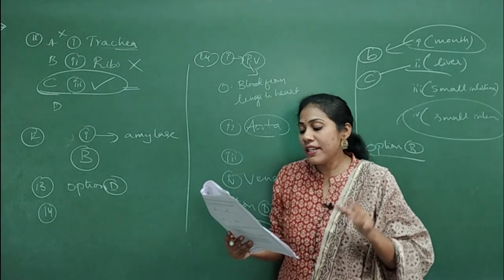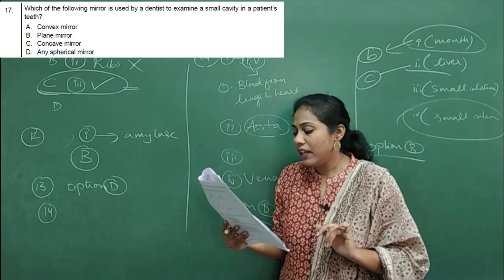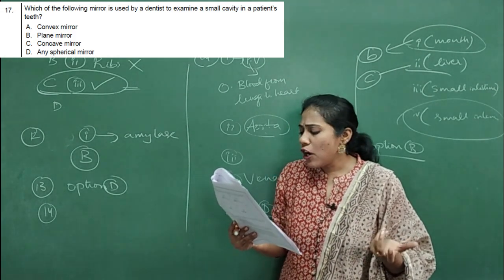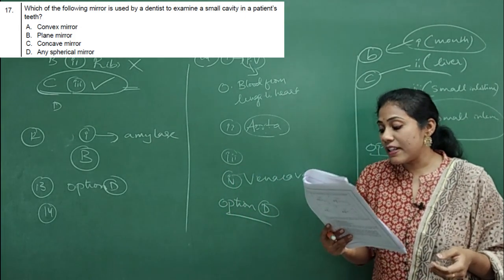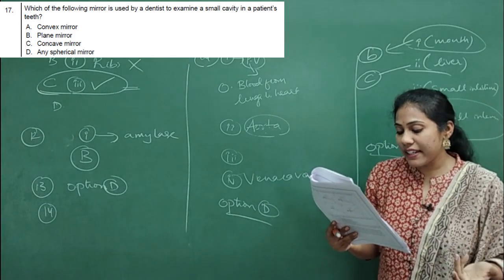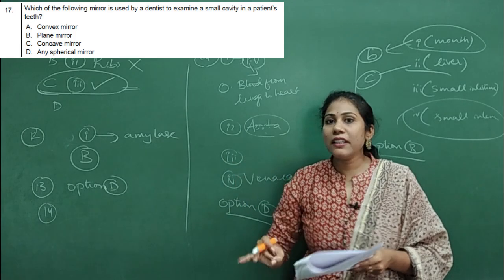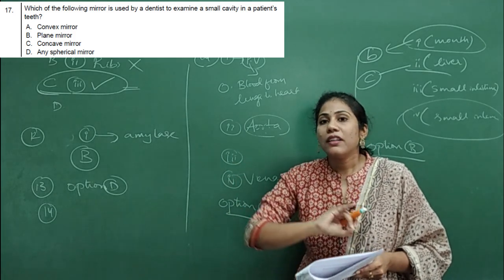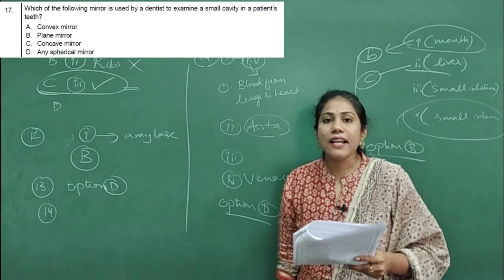And now coming to the 17th question. It's from the physics part, that is the light chapter. Very simple question. Which of the following mirrors is used by a dentist to examine a small cavity in a patient's teeth? Definitely it's a concave mirror. Okay, so a concave mirror is used to observe small things, right? So option C is the correct answer.